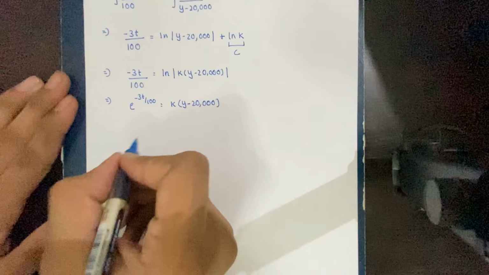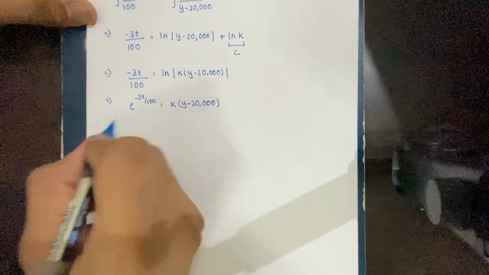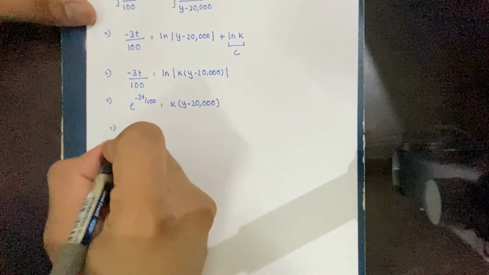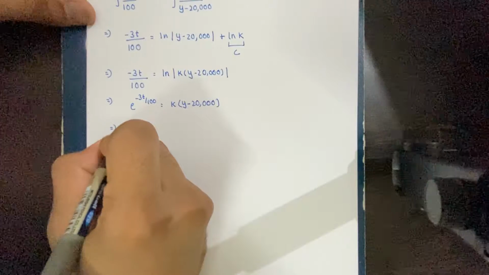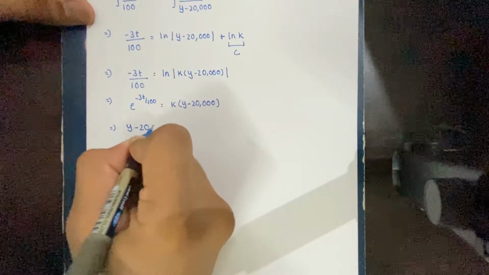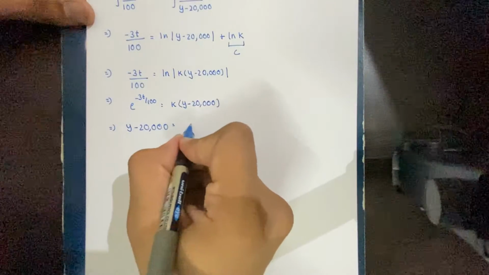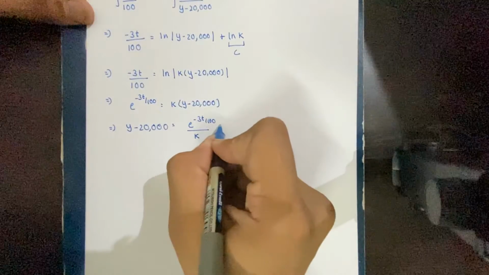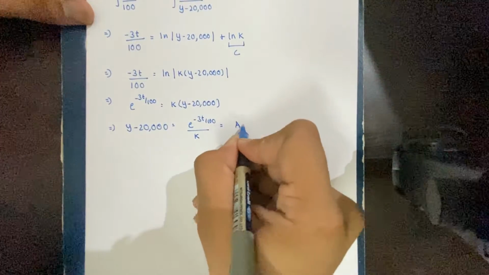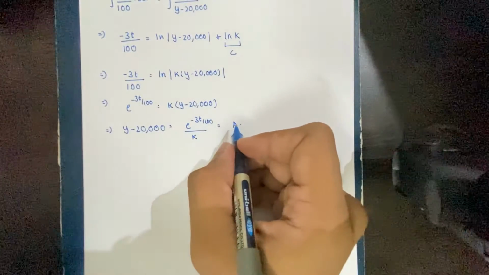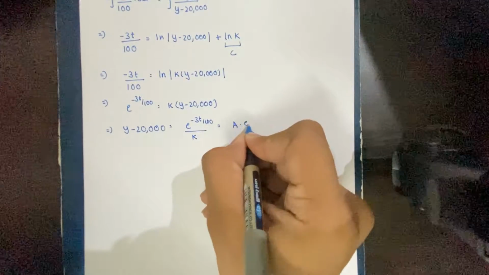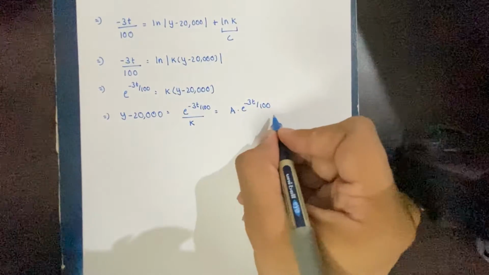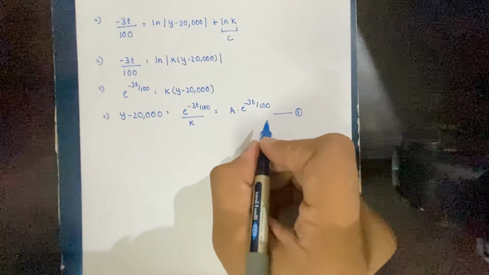I'm just going to swap the LHS and the RHS. y minus 20,000 equals e power minus 3t by 100 by k. I'm assuming 1 by k as a for ease of calculations, because it's better to have something in the numerator than in the denominator. So y minus 20,000 equals a times e power minus 3t by 100. That's our first equation. Let's call it equation 1.